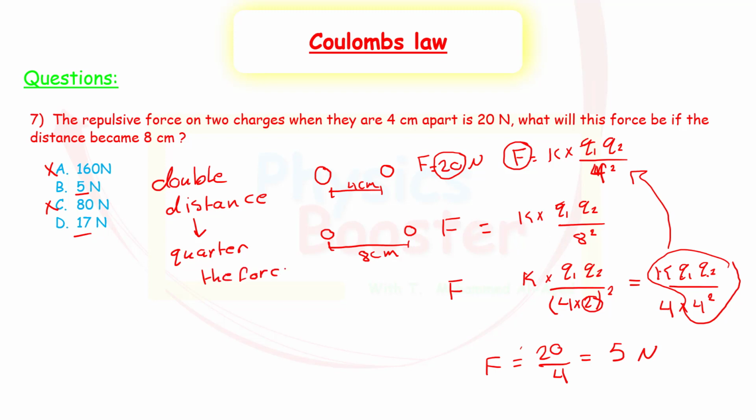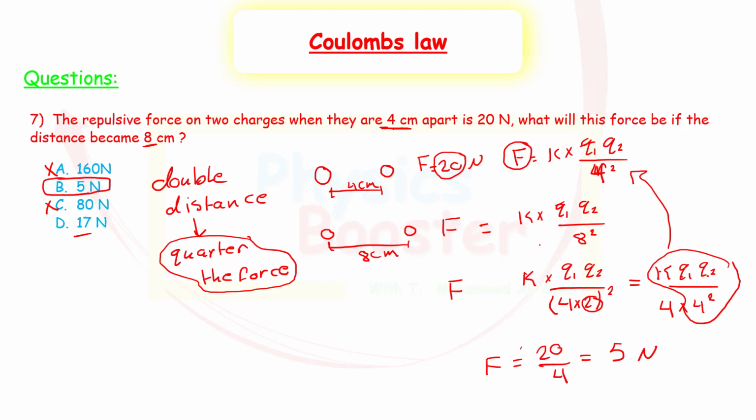Okay, so it's pretty clear. Next time when we see a question where the distance is doubled, we don't need to do any numbers or any calculations. We see that the distance was 4, now it became 8, so it was doubled. We can just quarter the force. We can take the force and divide it by 4, and we will directly get the answer equal to 5.